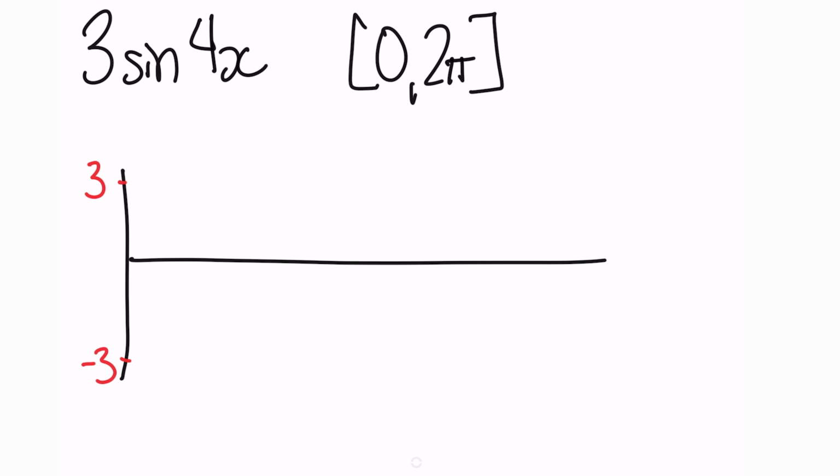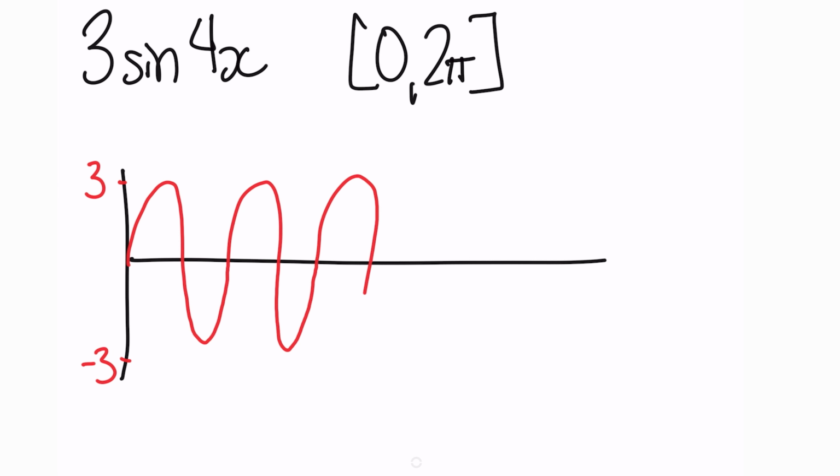Next, I look at C, which is phase shift. And luckily for us, there is no phase shift in this function. And lastly, I look at the wave number, which is equal to 4. So what that tells me is that this is going to have 4 waves: 1, 2, 3, 4, between 0 and 2 pi.